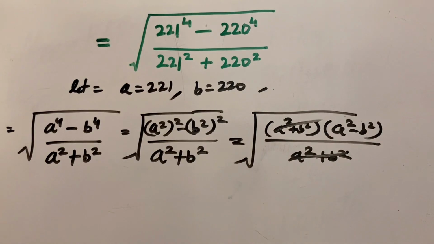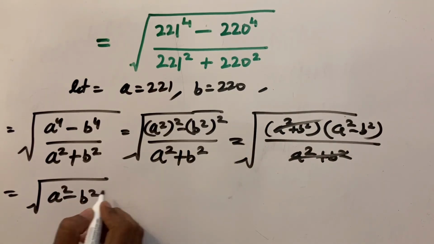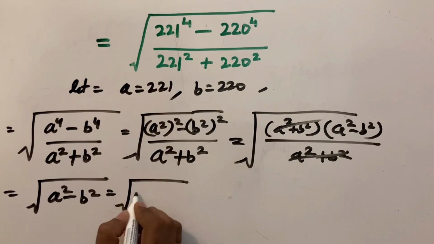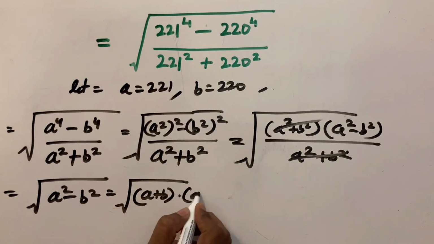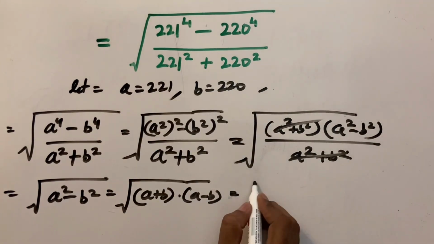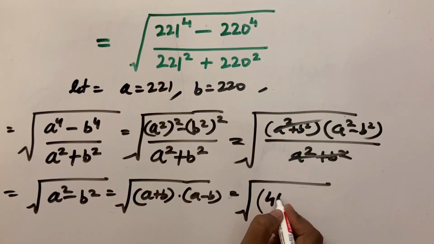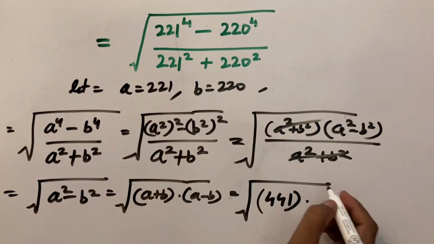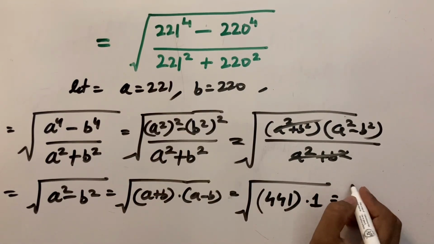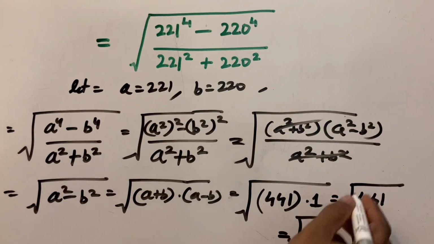This cancels this, so this simplifies to the square root of (a^2 - b^2), which is equal to (a + b) multiplied by (a - b). Put the values here, so this simplifies to the square root of a + b, which is 441, multiplied by a - b, which is 1. That is equal to the square root of 441, which is equal to 21. So 21 is our answer.